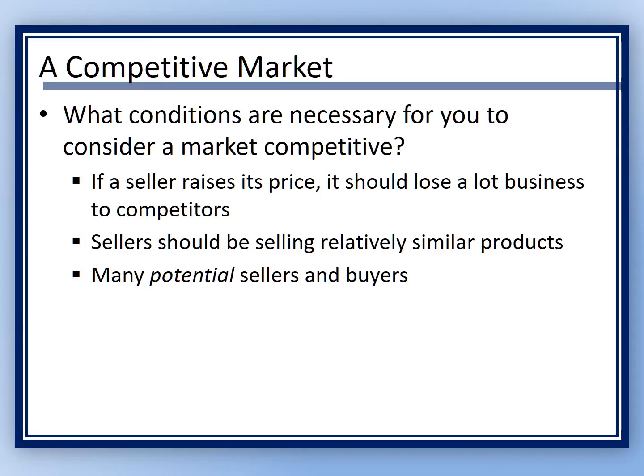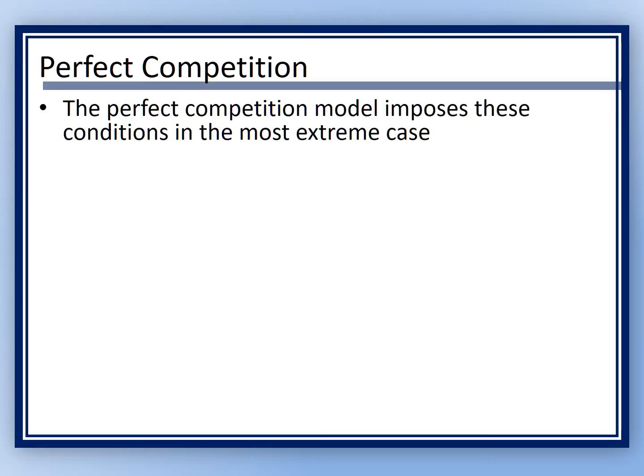So we'll see why I highlight potential. In the previous example, you do have a lot of sellers and buyers, not just potential. And the perfect competition model imposes these conditions to the extreme case. So we assume that the sellers and buyers do not actually set different prices. They just take the market prices as given.